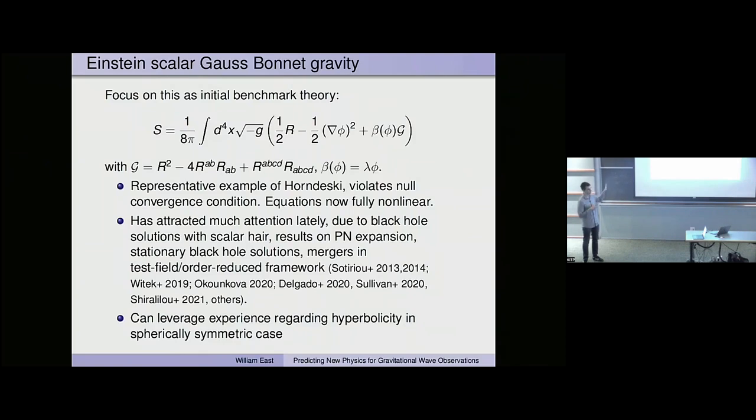And as Harvey mentioned, this particular theory has attracted a lot of attention because it can give rise to black hole solutions that have scalar hair. And so it can give you interesting phenomenology in the strong field regime while evading these weak field tests. And because of that, there's a lot of results in the literature on the PN expansion, studying stationary black hole solutions in this theory. Those in particular found that if you have a certain black hole mass, then as you turn up the coupling parameter, you can only make it so high before you no longer find stationary black hole solutions in this theory. And we can also leverage some work that's been done on studying the hyperbolicity in the spherically symmetric case, which I'll mention. So in some sense, this has emerged as a benchmark modified gravity theory.